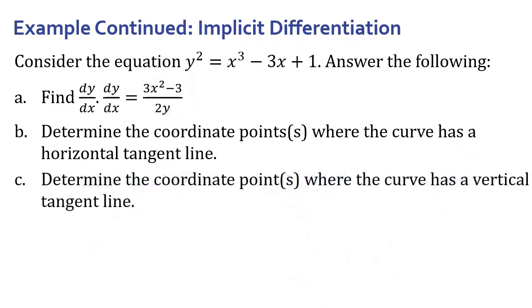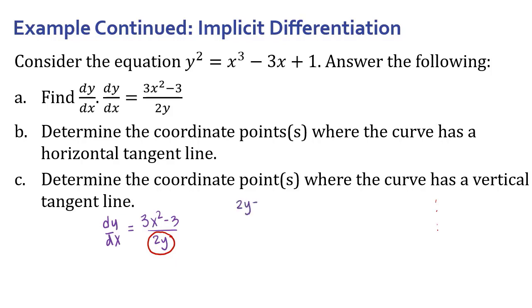Okay, and then the last piece, determine the coordinate points where the curve has a vertical tangent line. So vertical tangent line, so let's see, we've got the derivative of y with respect to x. So where are we going to have a vertical tangent line? That's going to happen when the derivative is infinity or negative infinity. That's where we're going to have that vertical tangent. So to get infinity or negative infinity, this denominator has to equal 0. So we need to solve for when that denominator is going to equal 0.